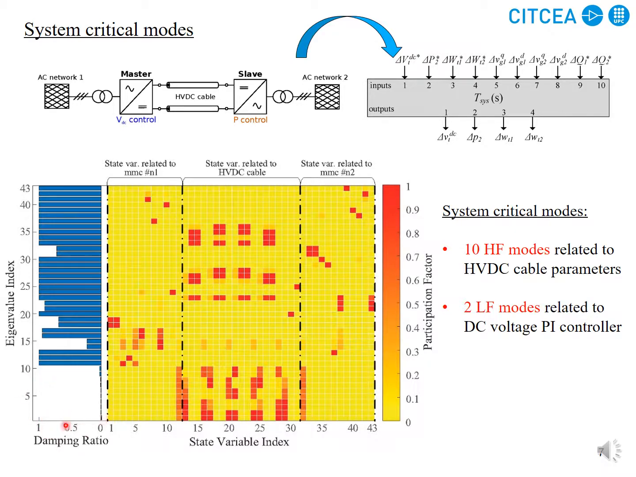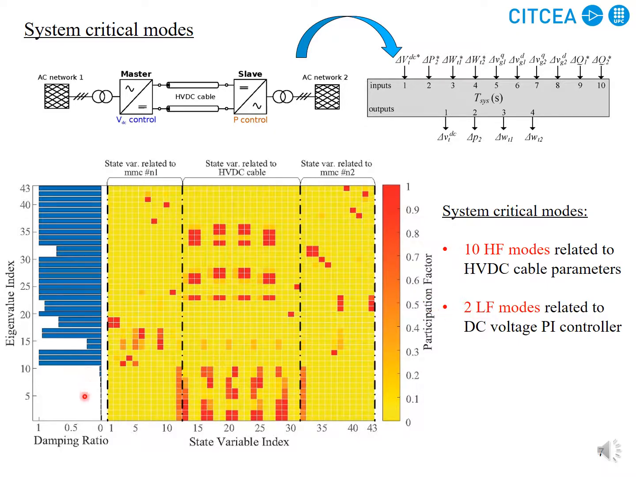So we have here eigenvalues and here participation factor. The red squares indicate that these specific state variables have the highest impact on these eigenvalues. So we can attribute this eigenvalue to these state variables. In this way we can find which state variables actually excite which critical modes. Therefore, for the 10 critical modes, which happen to have very high frequency, the cable parameters contribute a lot. So 10 high frequency modes are related to HVDC cable parameters, found from participation factor analysis.